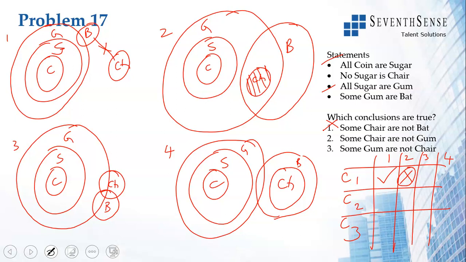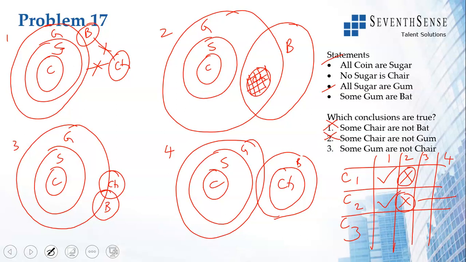Let us look at the second conclusion. Some chairs are not gums. No connection here, which is true. But if you see in the second drawing, all the chairs are bats, but all the chairs are gums also. Hence, it is wrong here. You don't look further. You cancel that conclusion. Some chairs are not gums is not true.